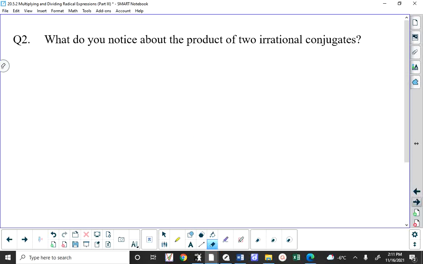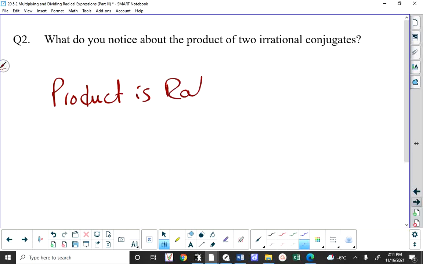What do you notice about the product of two irrational conjugates? The product is rational. This is the most important part of this lesson so far, because we are trying to rationalize expressions, and I've just shown you that when you multiply two binomial conjugates together, you get a rational number. 93 is rational. It's exactly 93. It's not a square root.